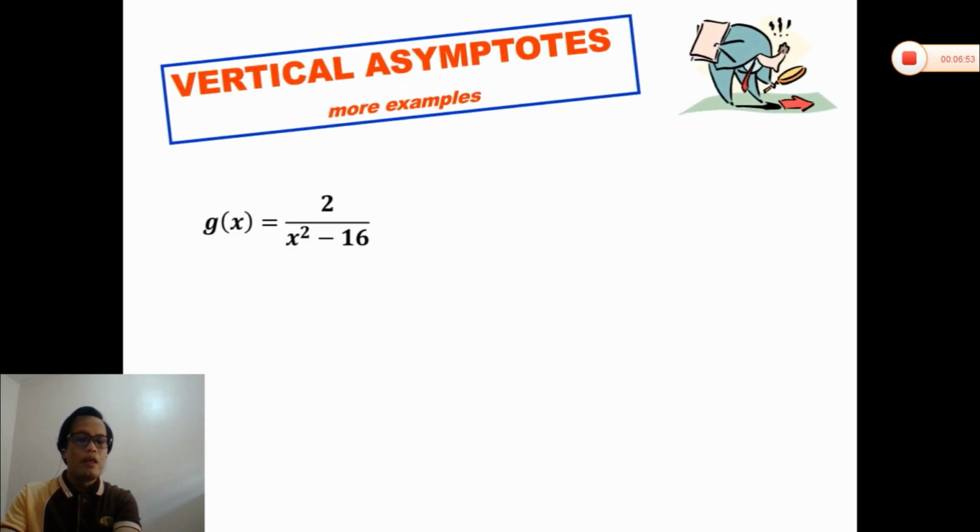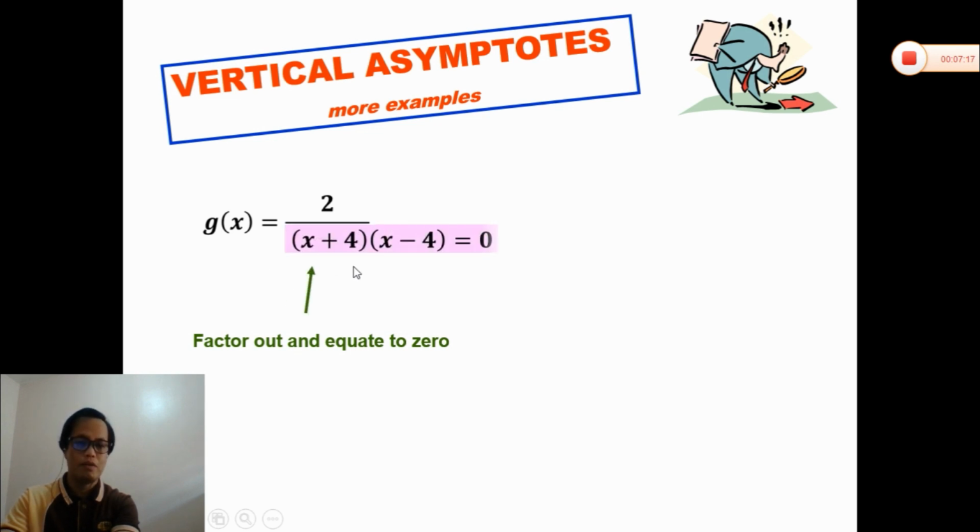So let's proceed to the second example. For example, we are given g of x is equal to 2 over x squared minus 16. Same, we need to factor the denominator x squared minus 16 and equate to 0. Since this is a difference of squares, the factors of x squared minus 16 are x plus 4 times x minus 4 equals 0. So we equate this to 0. Therefore, our vertical asymptotes for this function are negative 4 and positive 4.